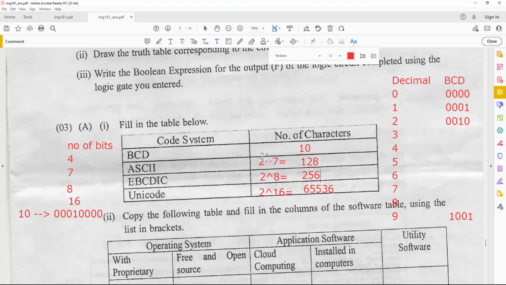Right, but this one, it's not 2 to the power 4 because it doesn't use all the 16 bits, only the first 10 digits we are using. So that's why we are getting 10 here. So make a note of this.